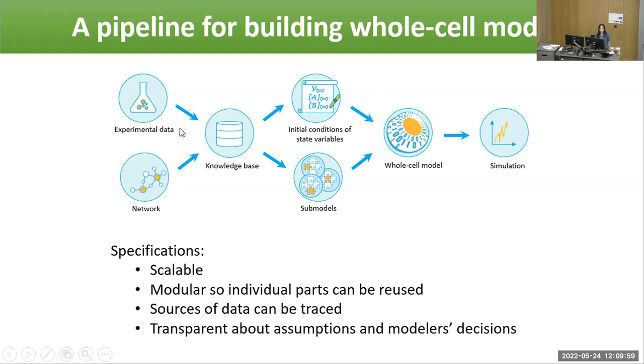In the first step, we created some software packages that allow us to combine quantitative and qualitative data into a knowledge base. Then this data in the knowledge base is used to automatically generate submodels. The quantitative data is used to populate initial conditions of the state variables. And finally, we combine this into a whole cell model that can be used for simulation. In the next few slides, I'll go into more details on each of these steps.